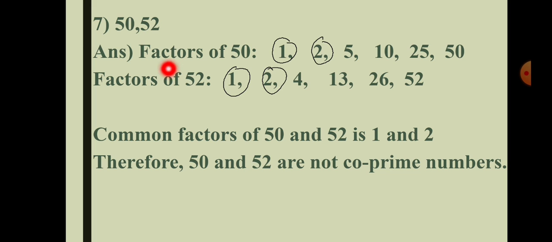Next, question number 7 is 50 and 52. So factors of 50 are 1, 2, 5, 10, 25 and 50. Then factors of 52 are 1, 2, 4, 13, 26, 52. Now the common factors between these two numbers are 1 and 2. As you can see, I have circled. So common factors of 50 and 52 are 1 and 2. Therefore 50 and 52 are not co-prime numbers.